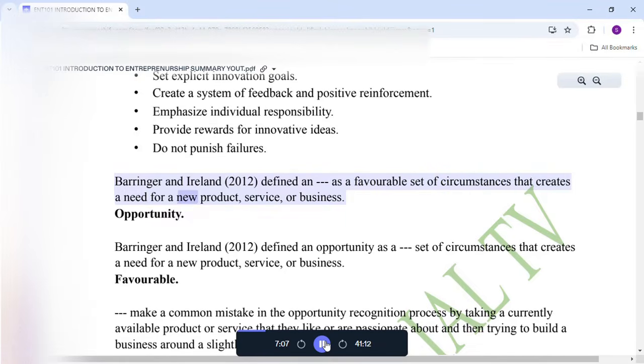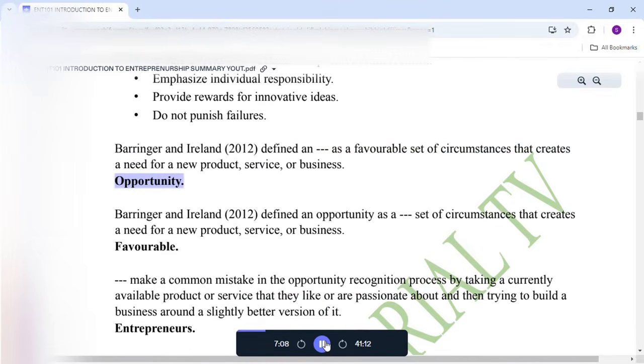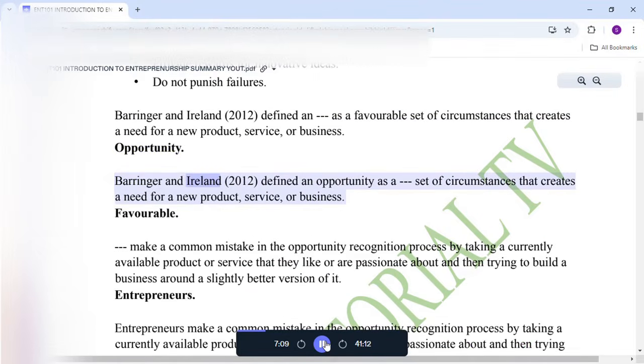Barringer and Ireland, 2012, defined an opportunity as a favorable set of circumstances that creates a need for a new product, service, or business.